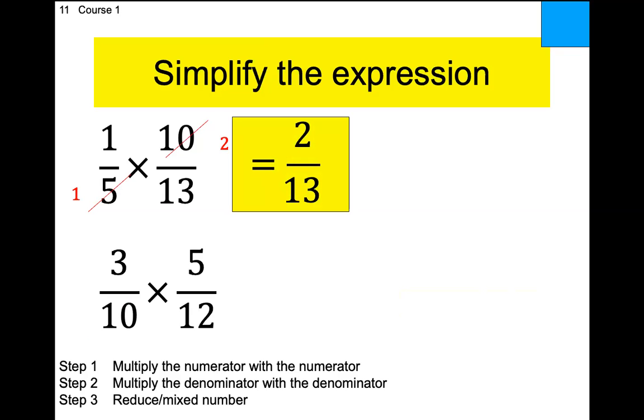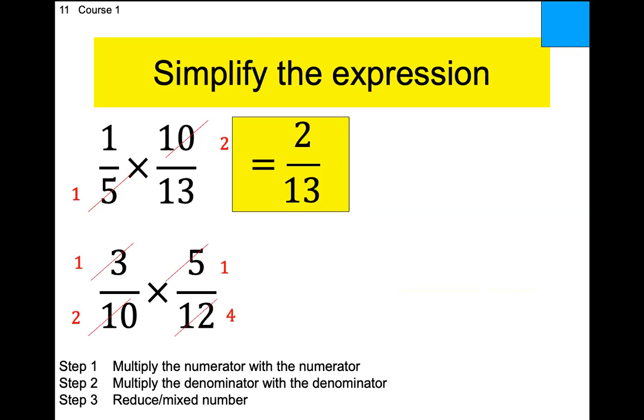5. Okay, 5 goes into 10 how many times? 2. I cross out the 10 and I write a 2. 5 goes into 5 how many times? 1. So I cross out the 5, I write a 1. All right, now we're back to 3 and 12. What goes into 3 and 12? 3. 3 goes into 3 how many times? 1. 3 goes into 12 how many times?